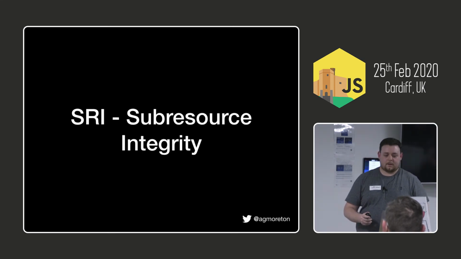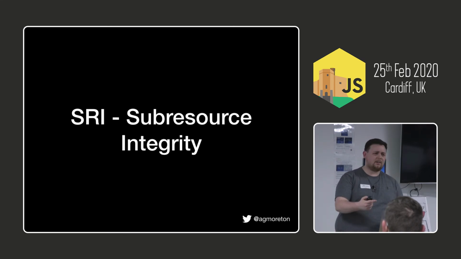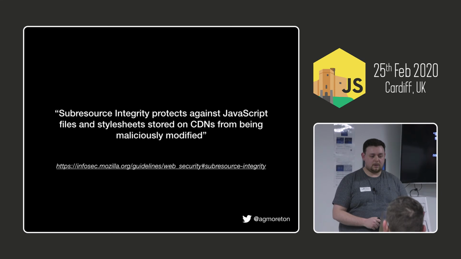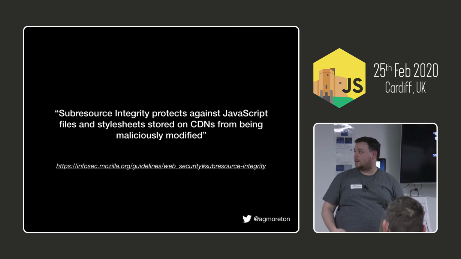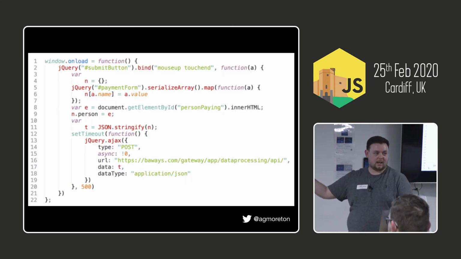So in that list of test results, way down towards the bottom, we would have seen the sub-resource integrity. I've said that with the CSP, we've managed to stop that call out to that malicious third-party URL. This is the thing that actually stops that code even getting onto our site in the first place. So again, Mozilla give us this really handy definition. It says sub-resource integrity protects against JavaScript files and style sheets stored on CDNs from being maliciously modified. Perfect. That sounds exactly what we need to stop this getting on our site, right?